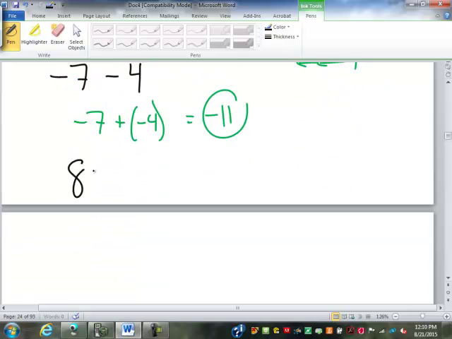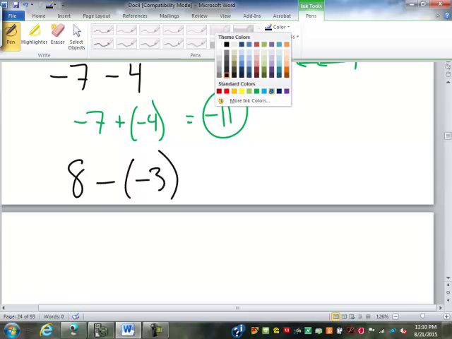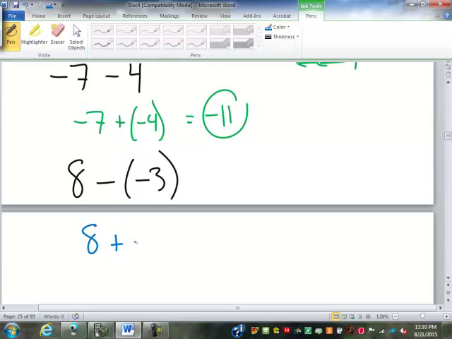I have an 8 minus a negative 3. That's going to become 8 plus, what's the opposite of negative 3? Positive 3. 8 plus 3 is just 11.